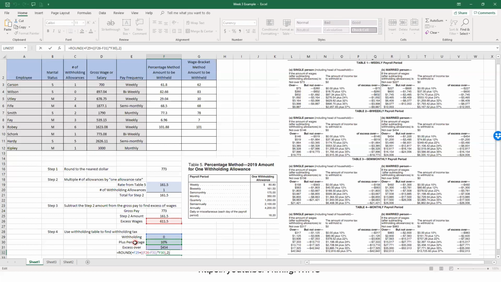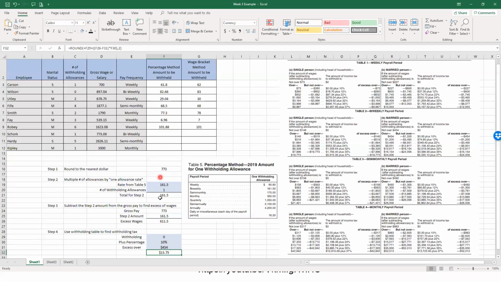And then F26 is going to be the amount of excess wages. So make sure you're highlighting your excess wages column or cell. I want to make sure that you're not using these exact cell references that I have, because they may not be in the same spot on your Excel spreadsheet. So I just thought of that. That happened in one of the other classes that I did, and I felt bad.